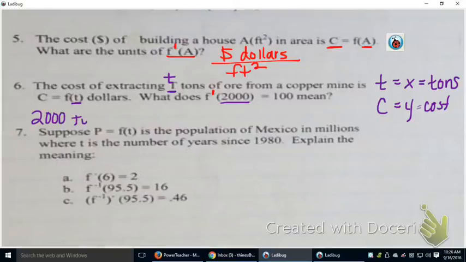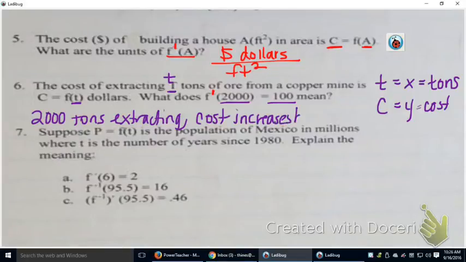So when there's 2,000 tons extracting, whatever Y is the thing that's increasing. So cost increases by 100, and then per whatever X is in tons, so per ton. And that's Y over X, just like we did Y over X on number 5. Which makes sense, because as you extract more tons from the copper mine, it should cost more.